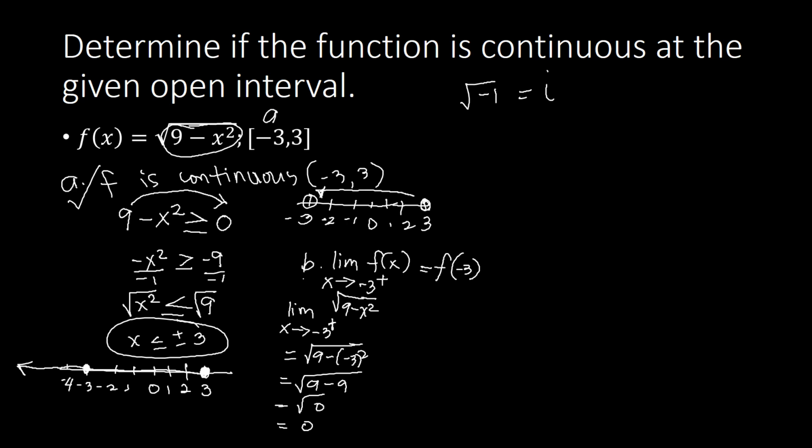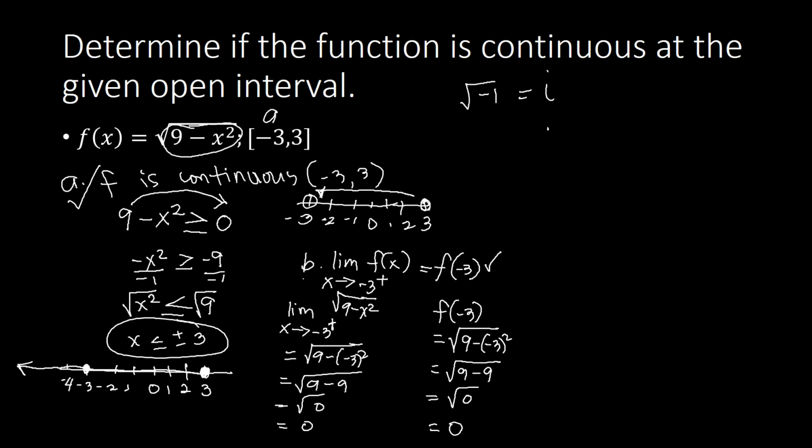Let's try to check our f of negative 3. f of negative 3 is equal to the square root of 9 minus negative 3 squared. That will be equal to the square root of 9 minus 9. That's equal to the square root of 0. That's equal to 0. Our 0 is equal to 0, so this is met. So we go for our c.